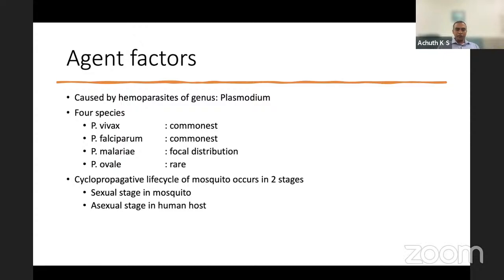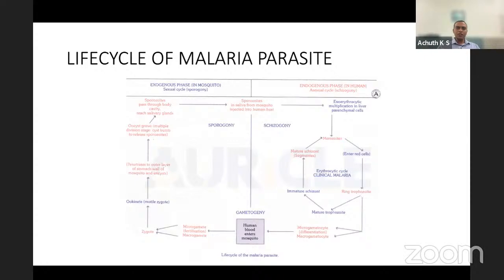And the parasite has 2 life cycles: a cyclopropagative life cycle. That is, there is a sexual stage and an asexual stage. The sexual stage happens in the mosquito. The asexual stage happens in humans. That means it has 2 hosts. Okay. This is the life cycle of the parasite. Where shall we start from? We shall start from the humans or from the mosquito? We'll start clockwise, from 12 o'clock.